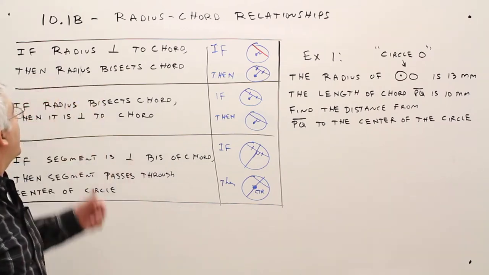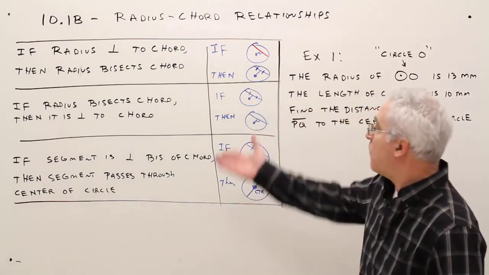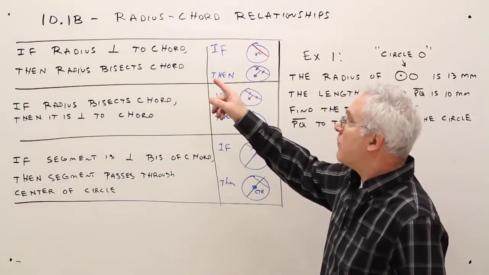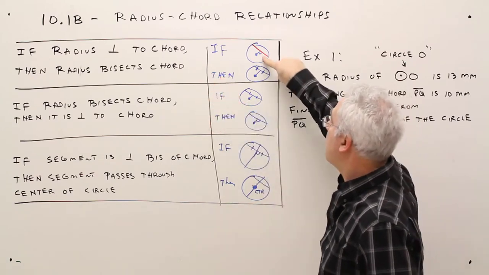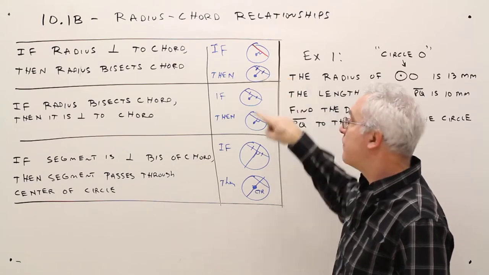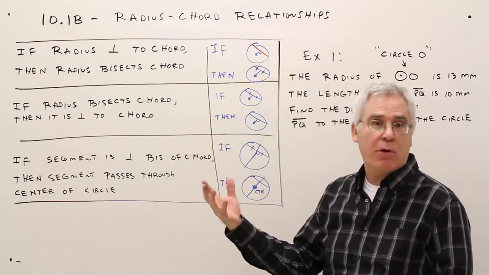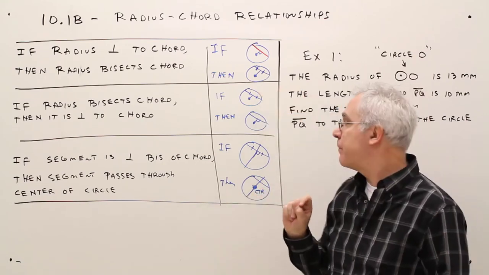Welcome to video 10.1b, radius chord relationships. So here we've got three theorems. If the radius is perpendicular to the chord, then the radius bisects the chord. So basically, if perp, then bisect. If the radius bisects the chord, then it is perpendicular to the chord. This is the converse. So if bisect, then perp.